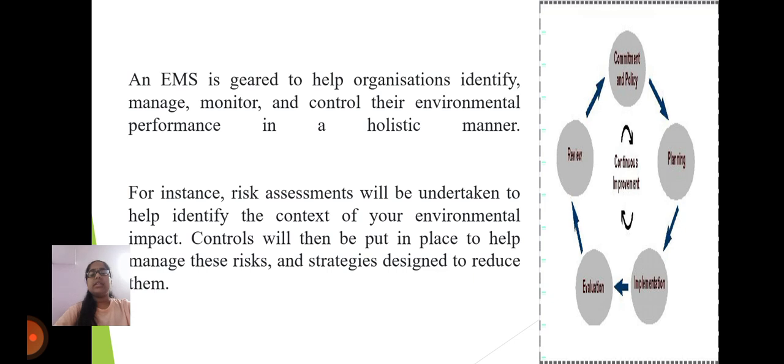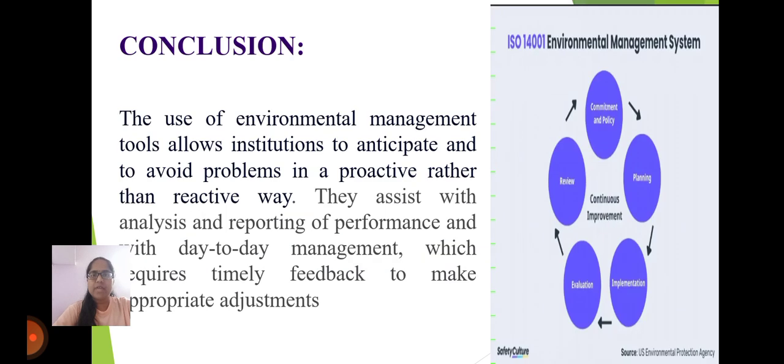The next purpose is that an environmental management system is geared to help organizations identify, manage, monitor and control their environmental performance in a holistic manner. For instance, risk assessments will be undertaken to help identify the context of an environmental impact. Controls will then be put in place to help manage the risk, along with strategies designed to reduce them. So these are the various purposes of the environmental management system.